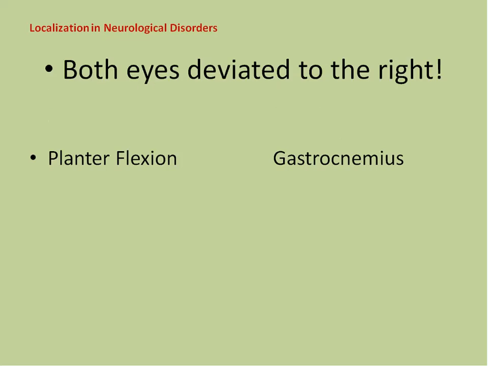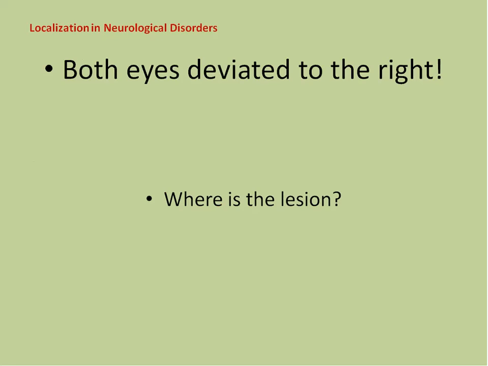Next important thing, both eyes deviated to the right. Since we have time, we can discuss this. Frontal eye field, left cortex, right cortex. The frontal eye fields in the frontal lobe push the eyes contralaterally, meaning the right cortex pushes the eyes towards the left, and the left cortex pushes the eyes towards the right. That's why we are comfortably seeing in front.